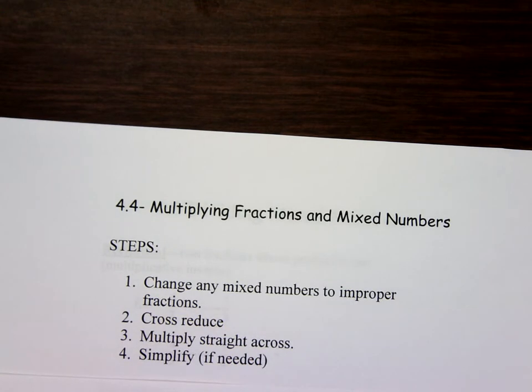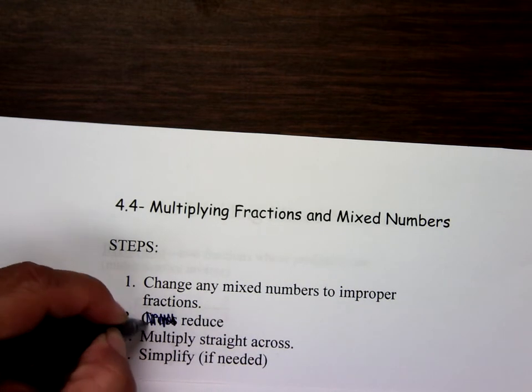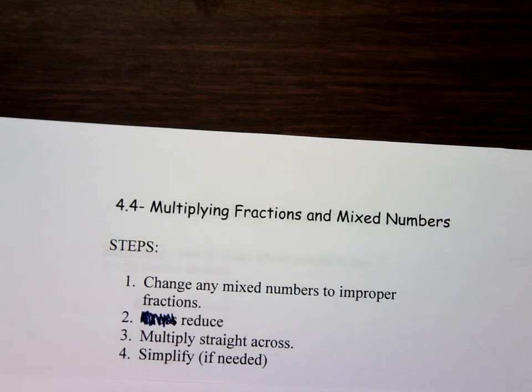Okay, so today's lesson is 4.4, multiplying fractions and mixed numbers. So here's your steps. Step 1, change any mixed number to an improper fraction. Step 2 is to reduce. Step 3 is to multiply straight across. And step 4 is to simplify if necessary. When it means to simplify, it means to reduce to its lowest terms.